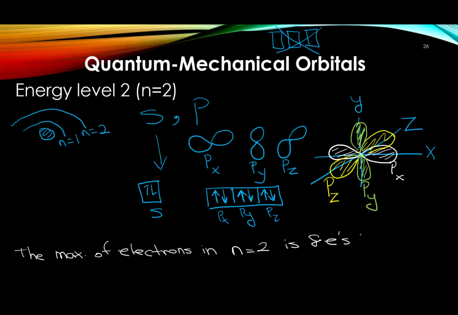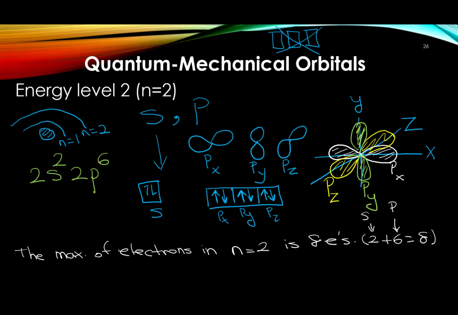Then 2 come from s and 6 come from p. Then it's 2 plus 6, which is 8. The 2 is from s, the 6 is from p orbital. Then how do we write these orbitals in energy level 2? Let me choose a different color. It's going to be 2s2 and 2p6. That's for energy level 2.